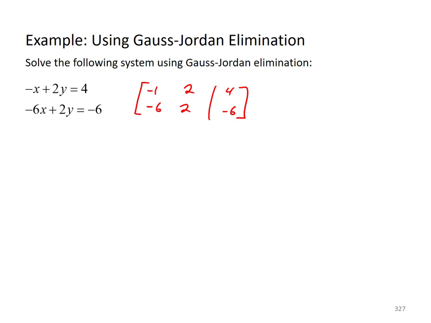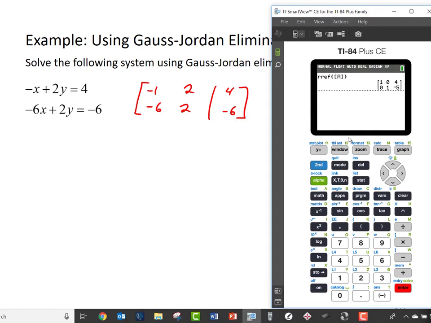Now, again, I'm going to pull my calculator on screen, type this in. I'll do second matrix, arrow twice to edit. Press enter on matrix A. This is again a 2 by 3, so I'm going to say 2 enter, 3 enter. I'll type in my data. So negative 1 enter for my first row, 2 enter, 4 enter. Now for the second row, my second equation, negative 6 enter, 2 enter, negative 6 enter.